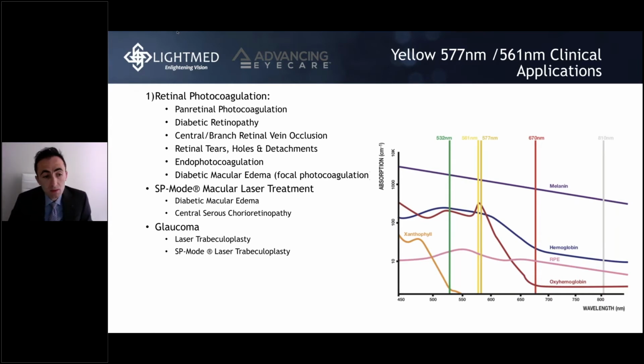Coupled with the SP-Mode microsecond technology, where the power is applied only 5% or 7.5% of the time when the laser is on, this has also proven to be a good modality to treat central serous chorioretinopathy cases that are refractory to treatment with eplerenone or other modalities. Also, yellow laser has been utilized in glaucoma cases with laser trabeculoplasty and SP-Mode laser trabeculoplasty.